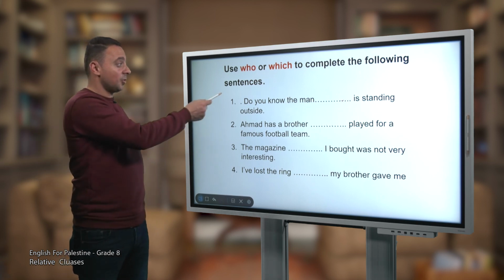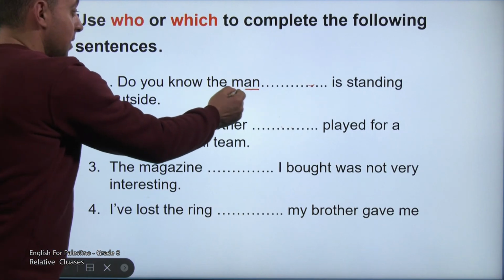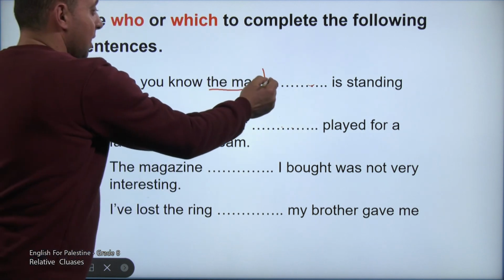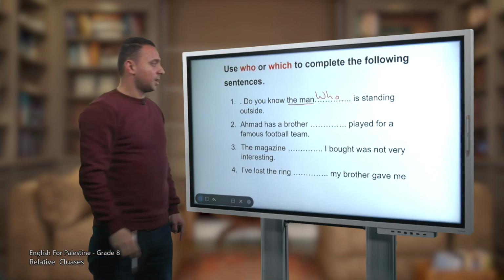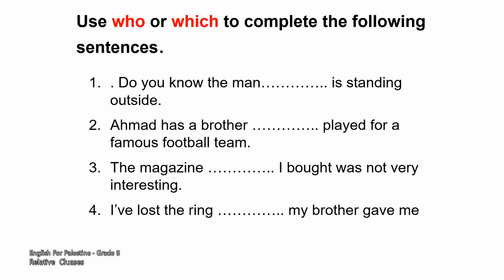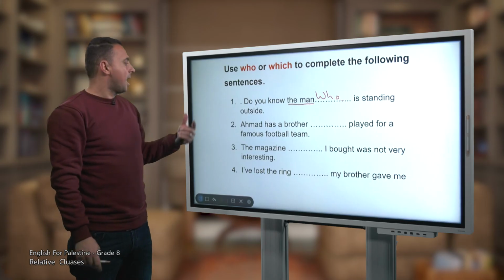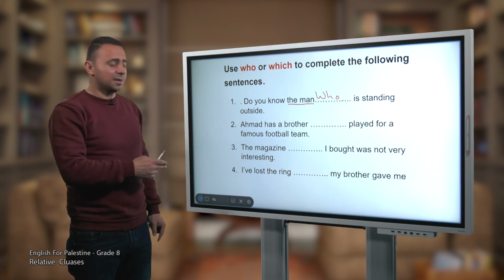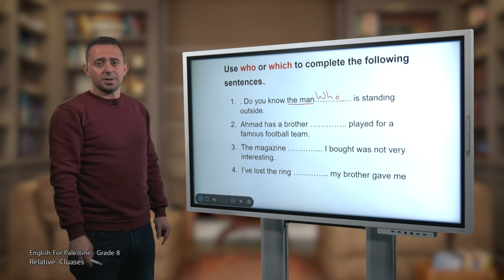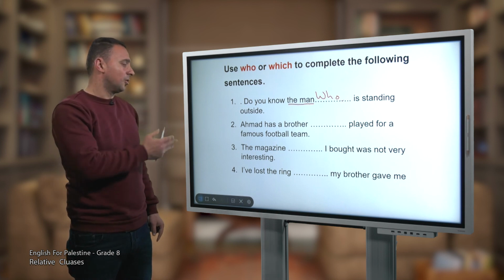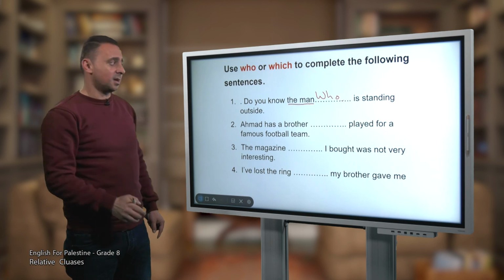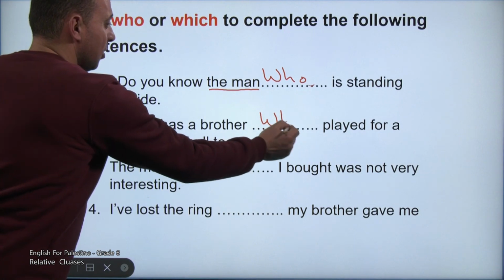Why? Because we have the man, which is a person, not a thing. So the correct answer is who. What about number 2? Ahmed has a brother, played for a famous football team. What is the correct relative pronoun? Who or which? Very fine. We use who. Why? Because we have brother, which is a person, not a thing. So the correct answer is who.